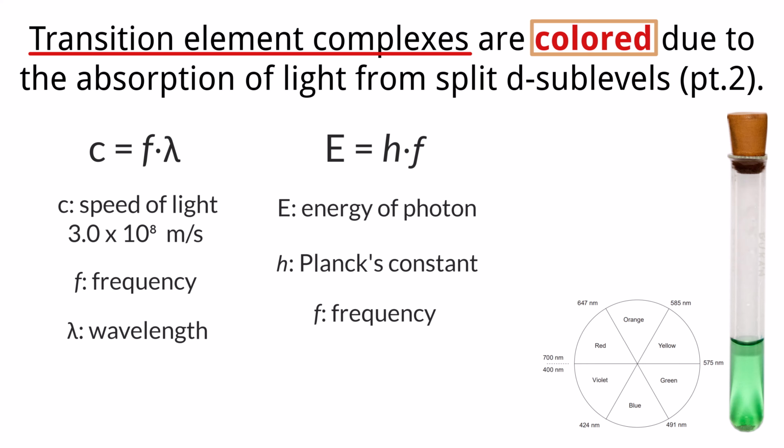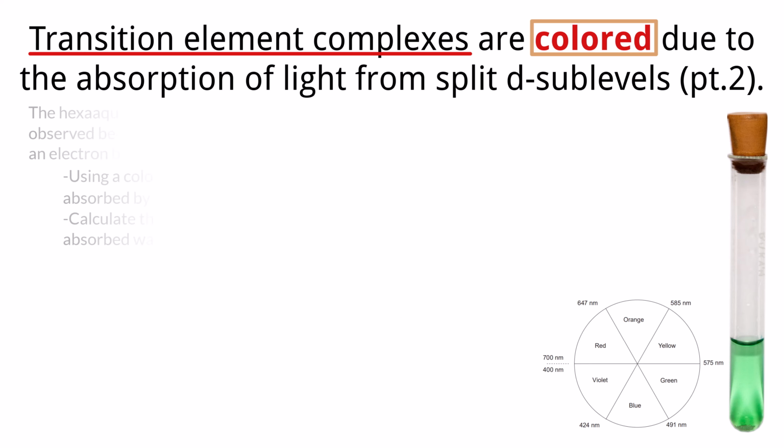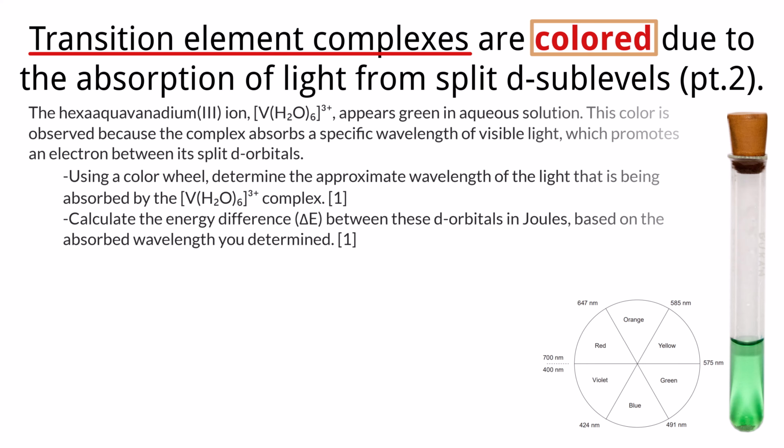Let's go through an example question of how they relate to our color wheel and the vibrant colors produced by transition element complexes. Here's our scenario. The hexa-aqua-vanadium-3 ion appears green in aqueous solution. The color is observed because the complex absorbs a specific wavelength of visible light, which promotes an electron between the split d orbitals. Using the color wheel, determine the approximate wavelength of the light that is being absorbed by the ion complex. Calculate the energy difference between the d orbitals in joules based on the absorbed wavelength you determined. Feel free to pause the video and give these 2 questions a shot on your own.